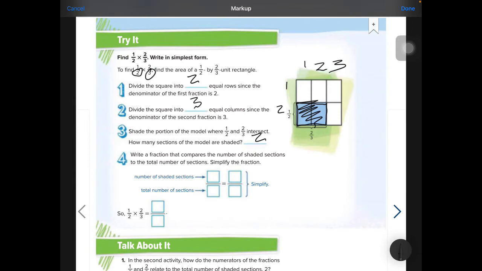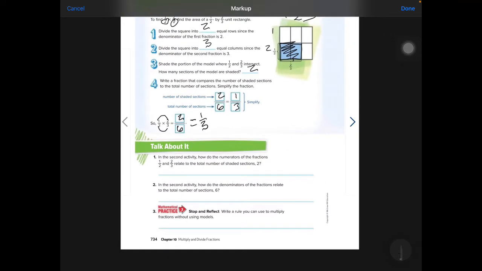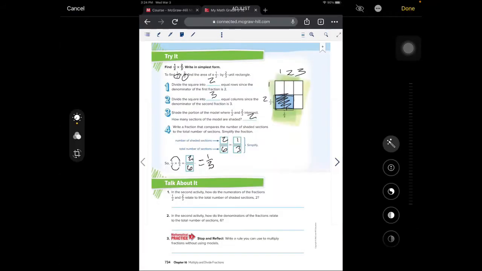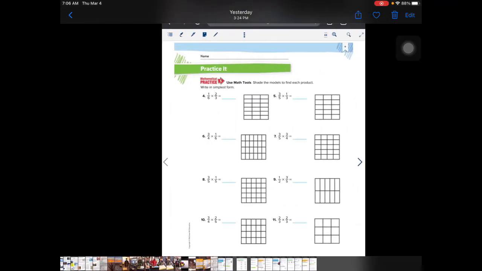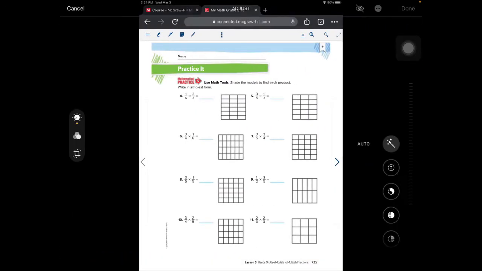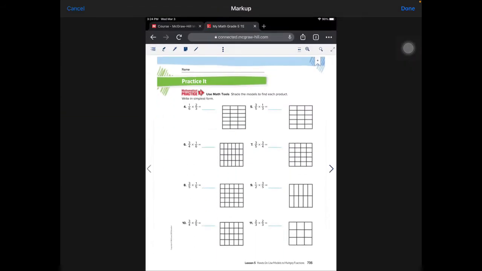And how many of the sections are shaded? There are 2. So there are 2 out of 6, and we're going to simplify that down to 1/3. So if we did 1 times 2 is 2, 2 times 3 is 6, and it simplifies down to 1/3. Okay, we're going to skip this one and head right over here to the practice.